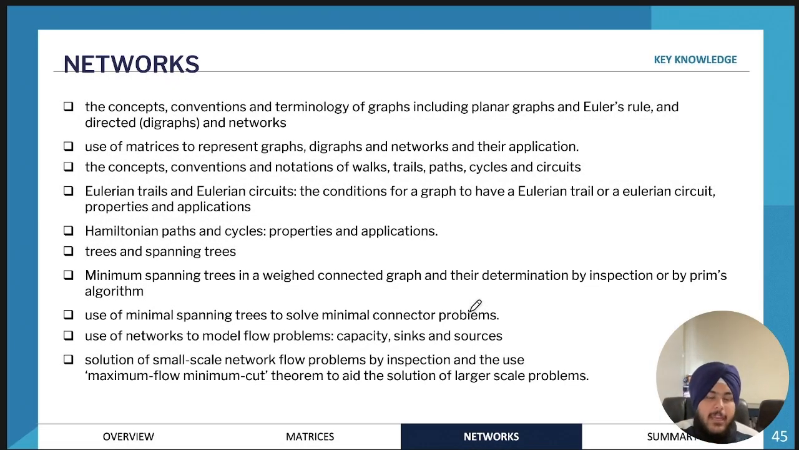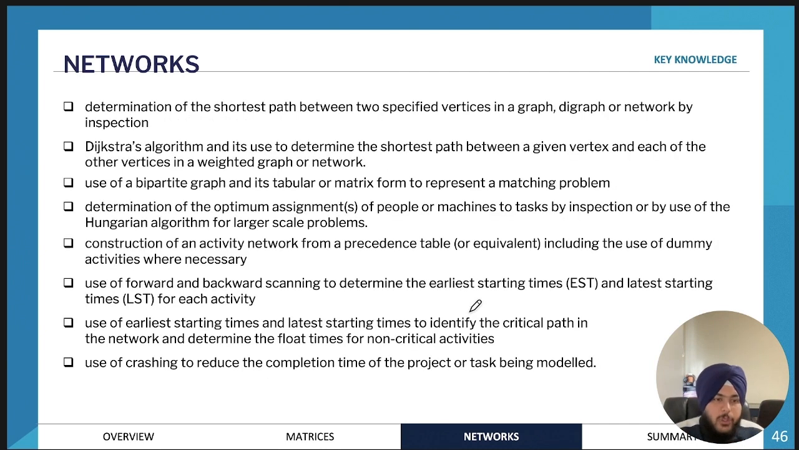Now we're going to be looking at networks. And I've also included the VCAA dot points for networks. So I'm not going to go through all of them, but basically we're going to be looking at shortest path problems. We're going to be looking at network representation. We're going to be looking at minimal spanning trees. We're going to be looking at flow problems. We're going to be looking at the Hungarian algorithm.